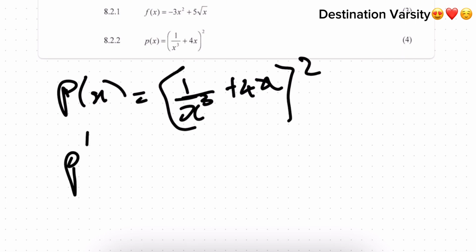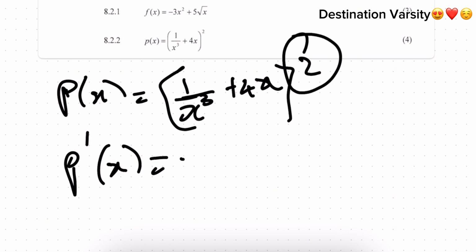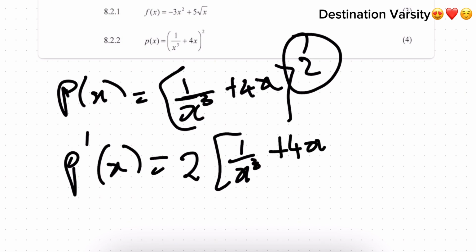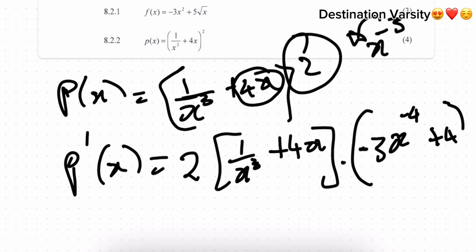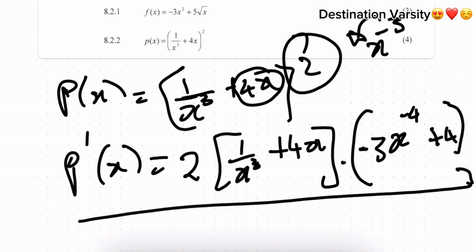According to the chain rule, I derive the outside. So it would be 2 times 1 over x cubed plus 4x, multiplied by the derivative of what's inside. Because 1 over x cubed is the same as x to the power of minus 3, I multiply by minus 3, then minus 1, x to the power of minus 4, plus 4, because the derivative of 4x is 4. So according to the chain rule, this is the answer.